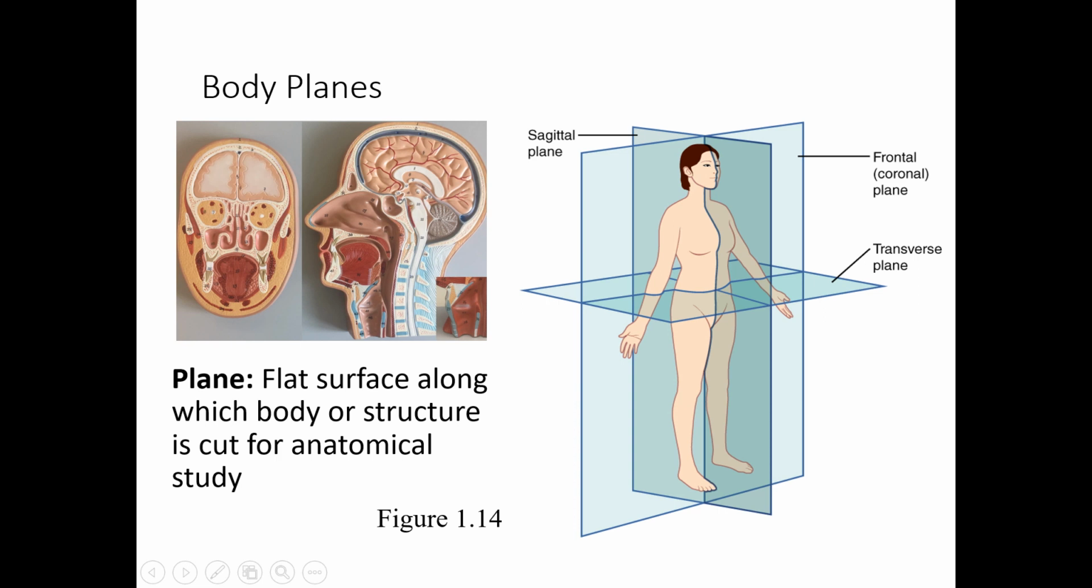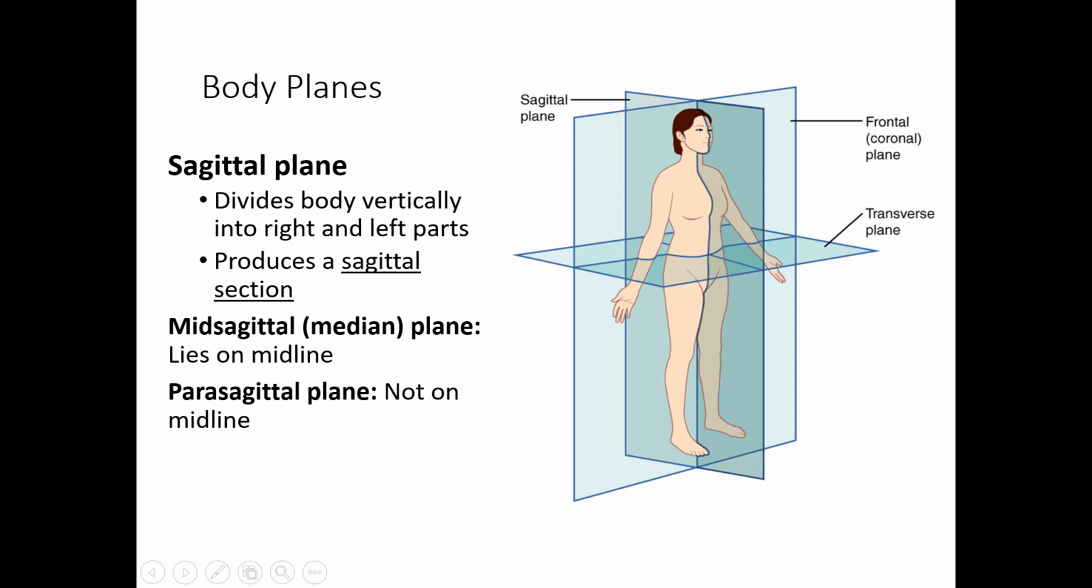Here are the planes. First would be the sagittal plane. That plane divides the body vertically into the right and left parts, and it produces a sagittal section. So if we cut that body that way in the middle, and then look at what we receive, it will be a sagittal section. When the sagittal plane goes right through the center of the body, through the tip of the nose down, it is called the mid-sagittal or median plane. You need to know both terms.